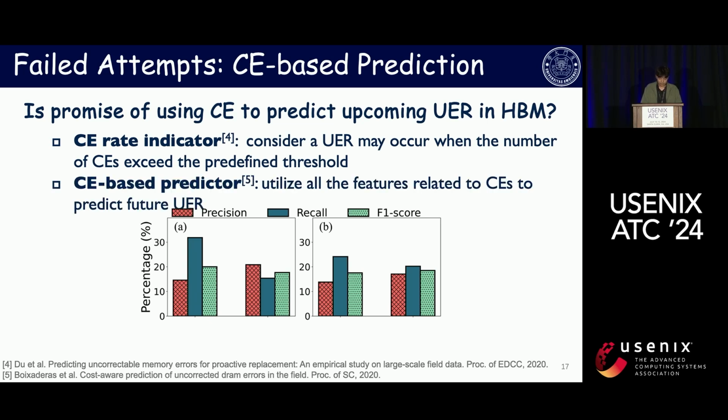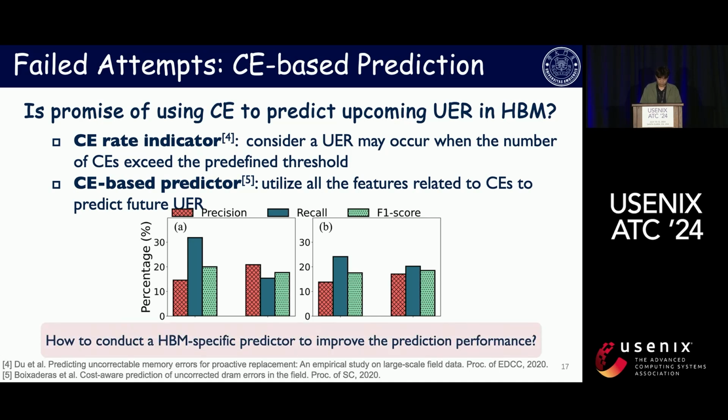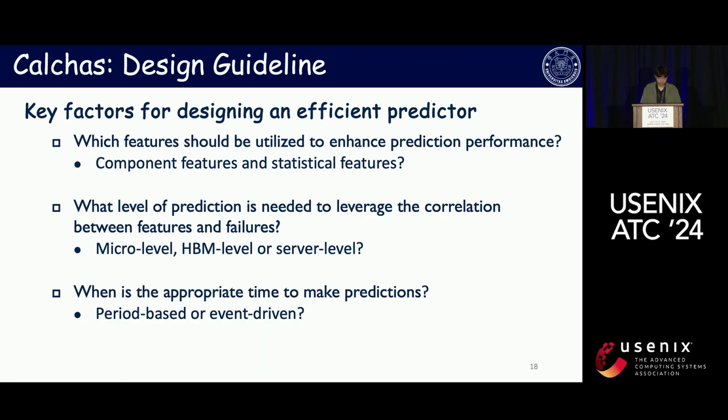Second, we try a CE-based predictor, which uses features related to CE for prediction. We test both random forest and gradient boosting decision tree models, but the prediction results are also disappointing. These attempts show that traditional prediction methods do not work well in HBM. We still need to explore an HBM-specific predictor to improve prediction performance.